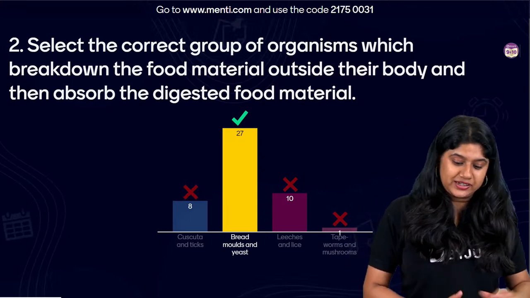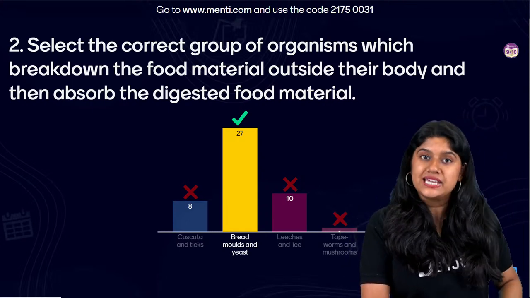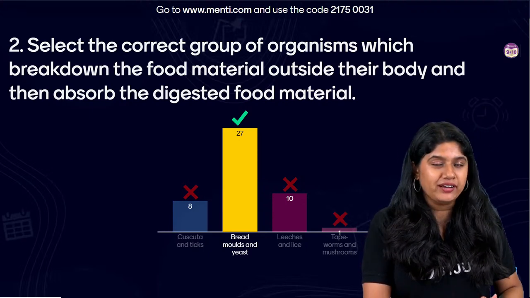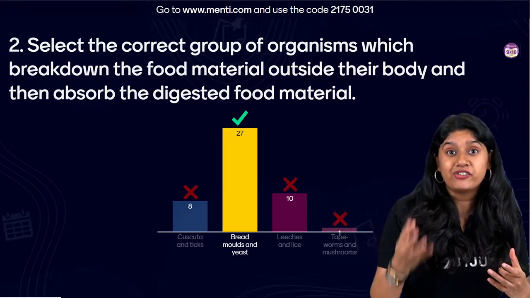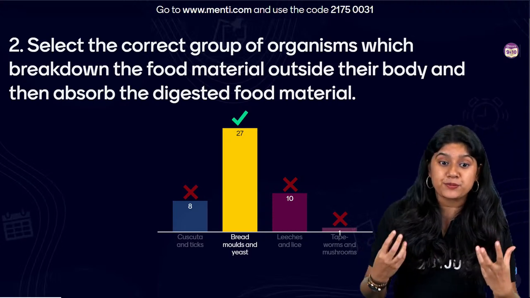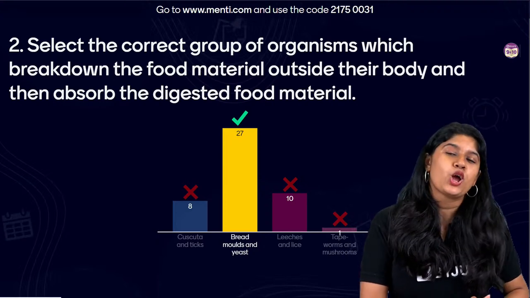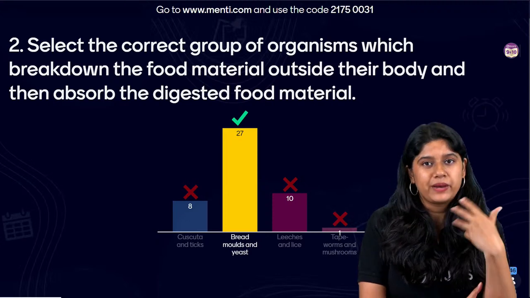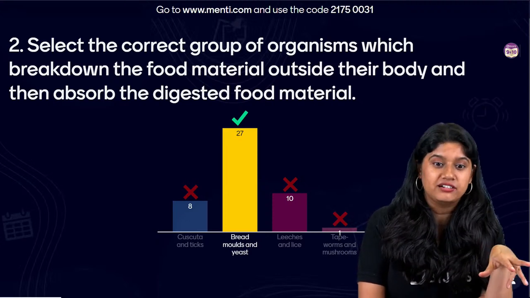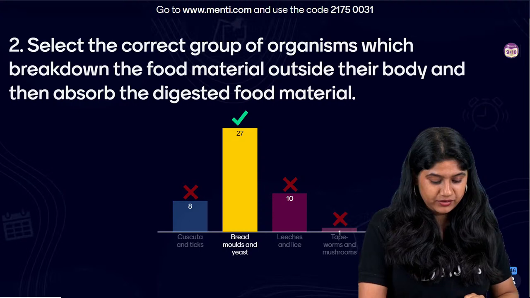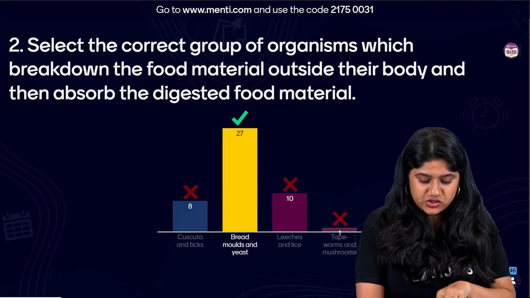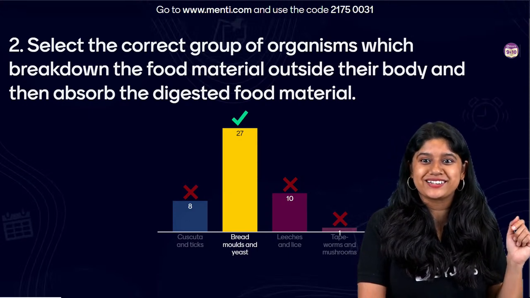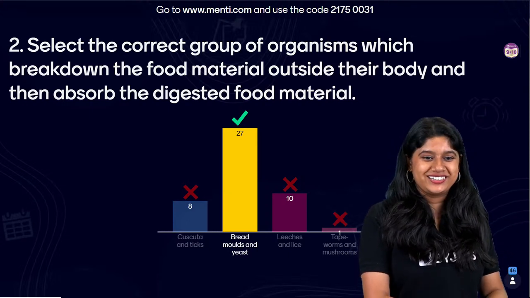21750031. Very good. And the correct answer is bread mold and yeast. Very, very good, everyone. So we know that bread mold and yeast are fungi, right? They belong to the kingdom fungi. And fungi use the saprophytic or saprotrophic mode of nutrition, where they break down the food outside and then engulf it. Cuscuta, ticks, leeches, lice, and tapeworm are all parasitic. They use the parasitic mode of nutrition.